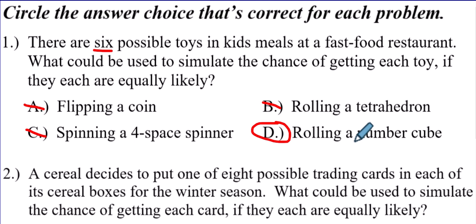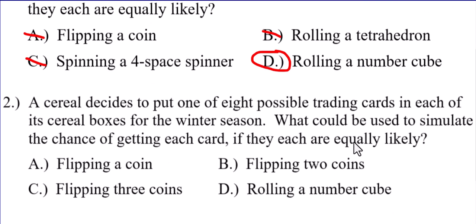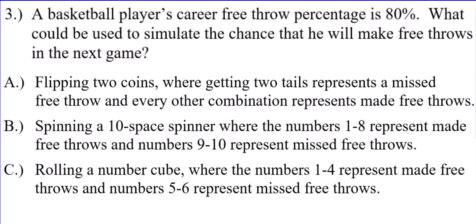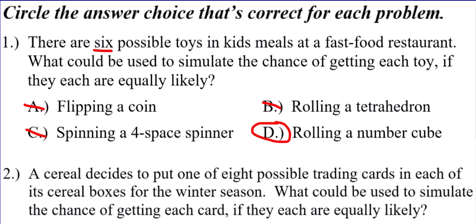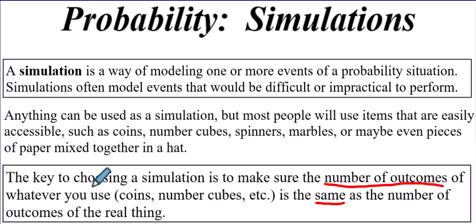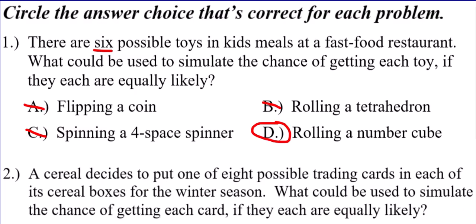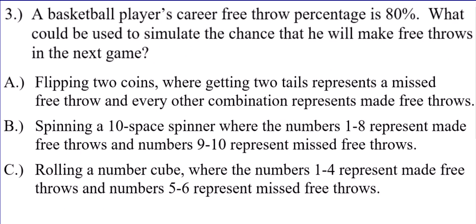Now, I'll be honest with you. Number 1 was the easiest one on this page. Not that the other ones are necessarily that difficult, but some of them do take a little bit more thinking, especially once you get to problem number 3. So I would like for you to try 2, 3, and 4 on your own. Again, we need to make sure that the number of outcomes of whatever we pick to use is going to have the same number of outcomes as what we need for the real life situation. So hit pause now, do 2, 3, and 4, and then hit play once you're ready to see how you did.